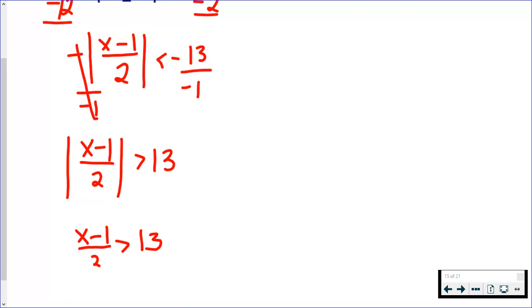And it's the same rule as before. You have to imagine that I'm multiplying by a negative or dividing by a negative in order to turn this into a -13. So that means the sign is actually going to flip again in the second equation.